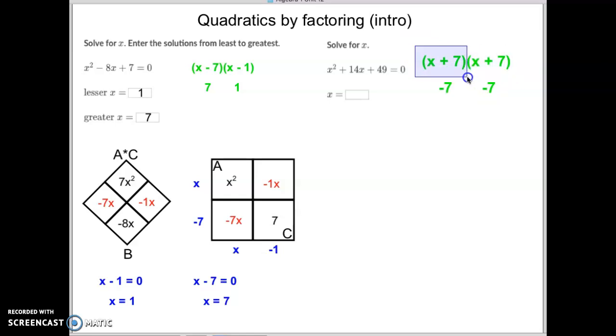When you do zero property product, it becomes negative 7. And this one would also become negative 7. Since both answers are the same, there's only one answer, and x equals negative 7.